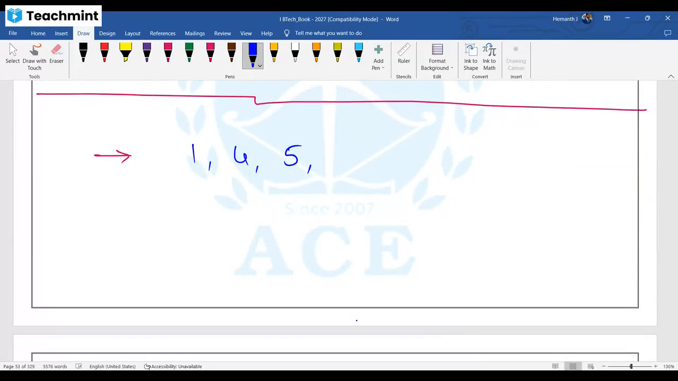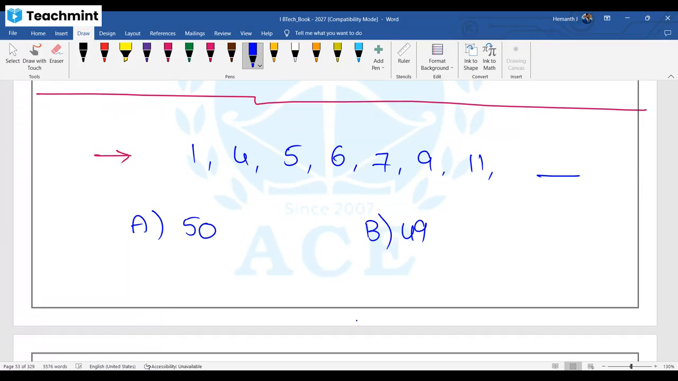I'll give options also. Once the logic is revealed, don't scold me. Okay, see, this is 1, 4, 5, 6, 7, 9, 11. But don't expect 12, 13 is not there in the options. That's why I've given options also. You people may be thinking about 12 and 13. This is also an out of box thinking question. 1, 4, 5, 6, 7, 9, 11, blank.